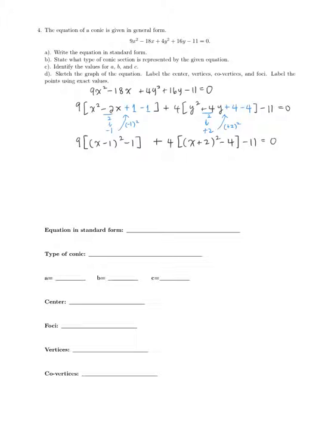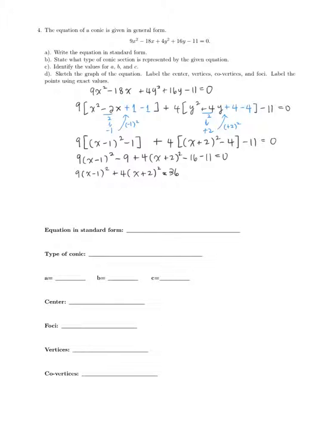Now what I'm going to do is distribute the 9 and the 4 into each of the brackets. Here we're going to get 9(x minus 1) squared minus 9 plus 4(y plus 2) squared minus 16 minus 11 equals 0. Now bringing all the constants to the right-hand side, our equation is going to look like 9(x minus 1) squared plus 4(y plus 2) squared equals 36.